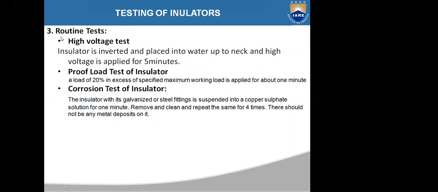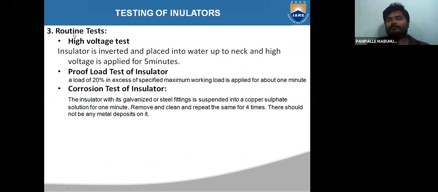Right. So another test is the routine test. Under routine test, you will be having 3 tests, which are high voltage test, proof load test, and corrosion test. So what is this high voltage test? In this high voltage test, your insulator is inverted and placed into the water up to the neck, and a high voltage is applied for 5 minutes. Then the insulator should not be damaged or break down, or there should not be any flashover. Then the insulator is said to be perfect.